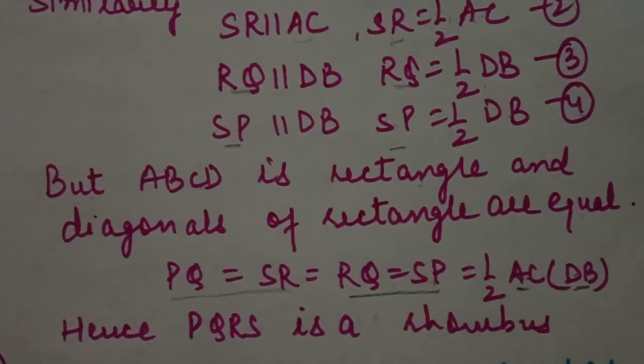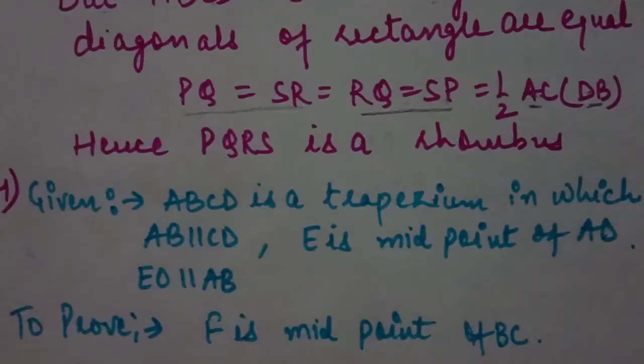Now question number 4. Question number 4: ABCD is a trapezium in which AB is parallel to DC, BD is a diagonal and E is the midpoint of AD. A line is drawn through E parallel to AB intersecting BC at F. Show that F is the midpoint of BC.